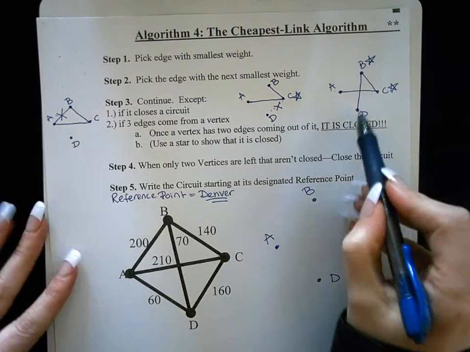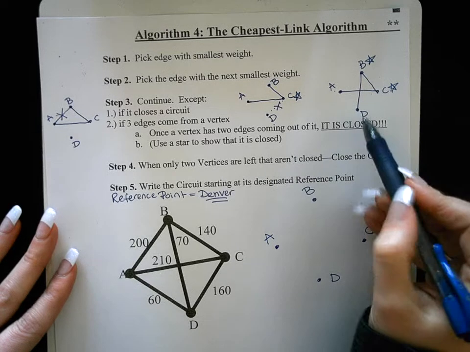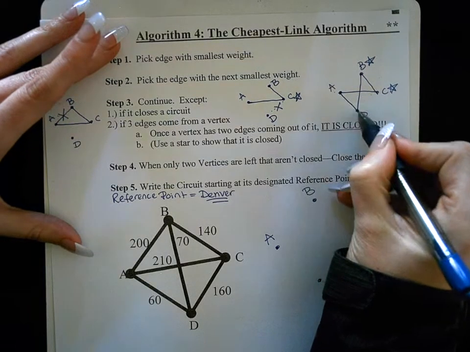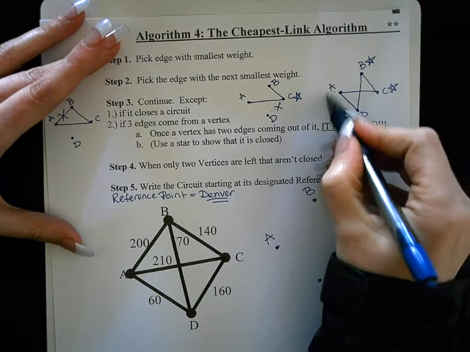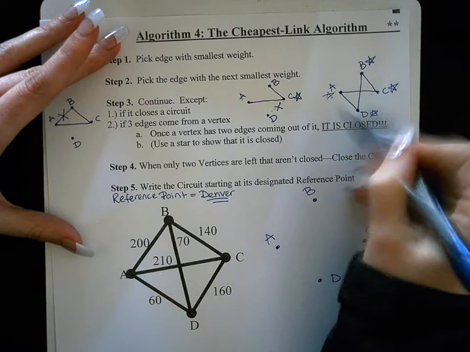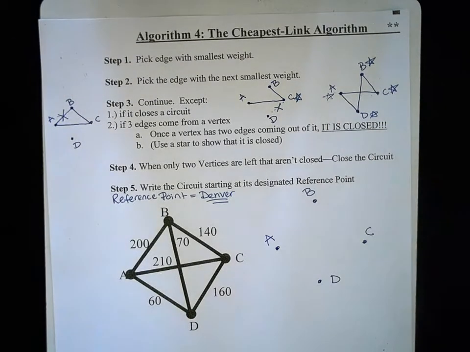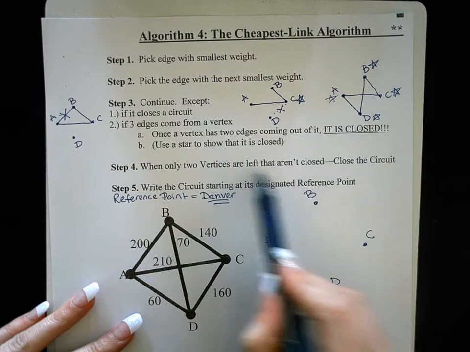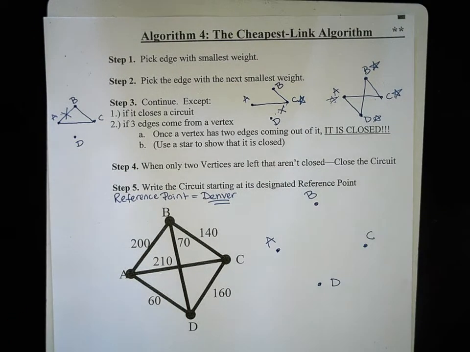And when there's 2 vertices left that are open, then you know it's time to close the circuit. And there you go. Now A is closed and D is closed. This would be our circuit. So that's what step 4 means. When only 2 vertices are left that aren't closed, it's time to close the circuit.